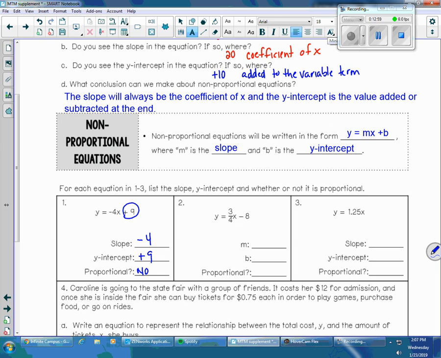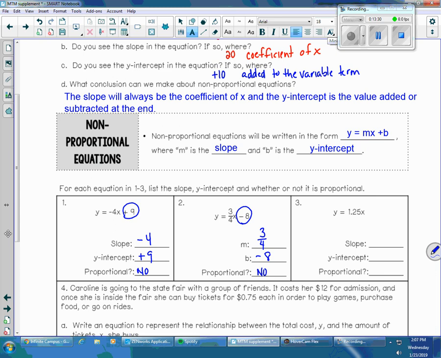Okay? Number 2, if you're comfortable, go ahead and pause the video and see if you can identify them on your own. y equals 3/4 x minus 8. What is the coefficient of x? What is the number being multiplied by x? 3/4. Our b, our y-intercept, minus 8. Is it proportional? No, because we have that minus 8.